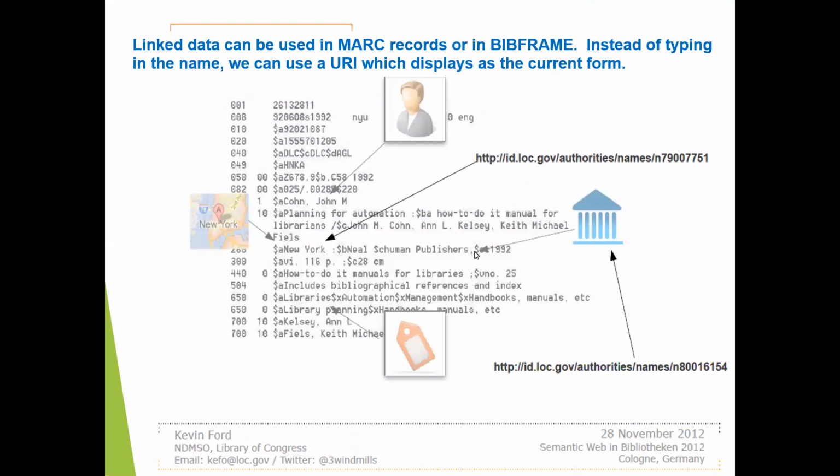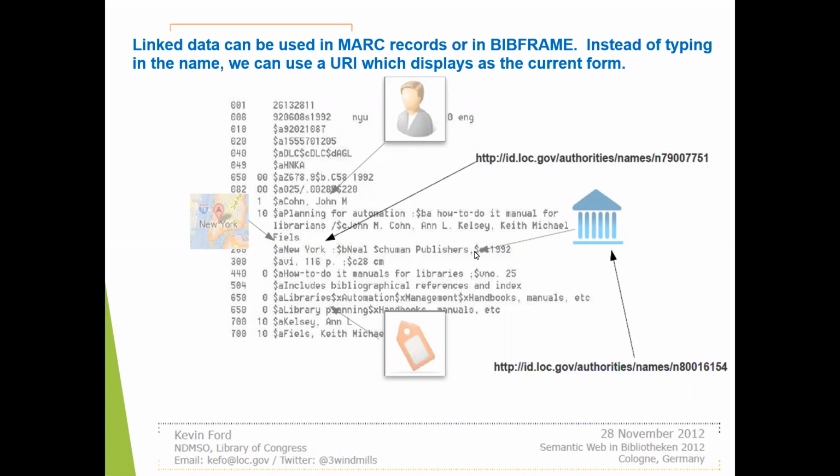So linked data can be used in MARC records, as we've already talked about, or in BIBFRAME. But instead of typing the name, we can use a URI, which then displays it in the current format. So I just wanted to show you all what it might look like if we were actually using linked data in our records.